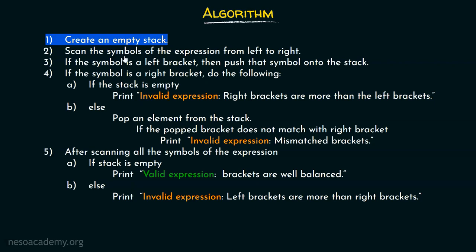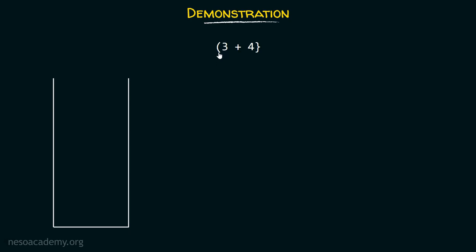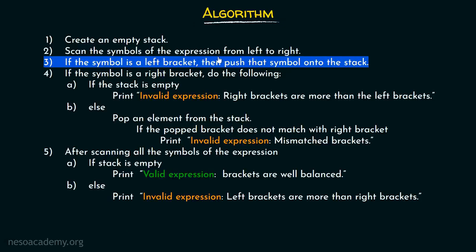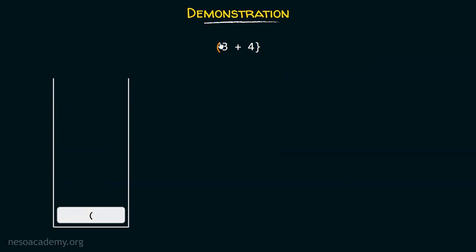After this, we have to scan the symbols of the expression from left to right. Correct? First, we have encountered the symbol that is a left round bracket. We must push this particular symbol inside the stack, because if the symbol is a left bracket, then we must push that symbol onto the stack. You can clearly see that this is a left round bracket. We must push this inside the stack. After this, we must continue and scan the rest of the symbols. Here, of course, we have 3. We must skip this symbol, we must skip this also, and we must also skip this.